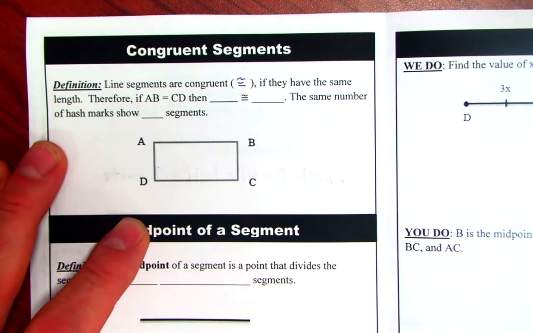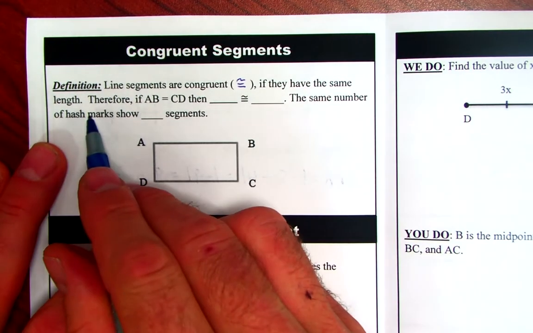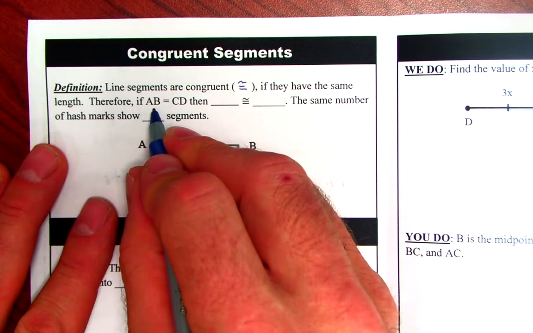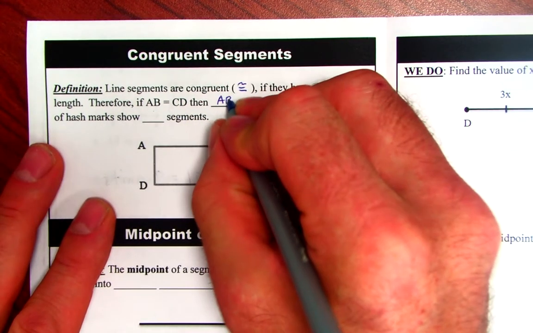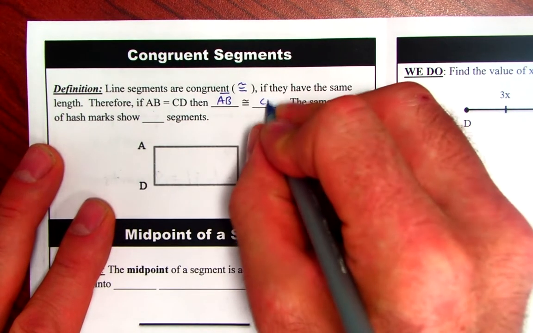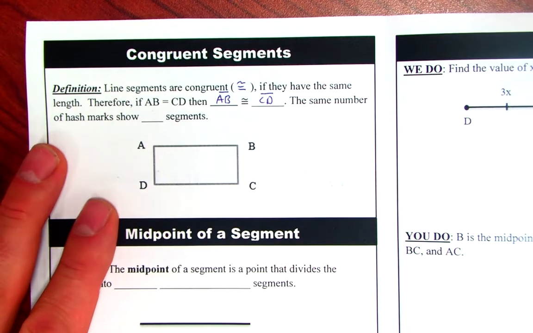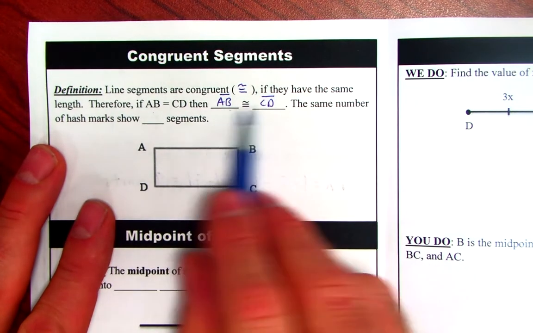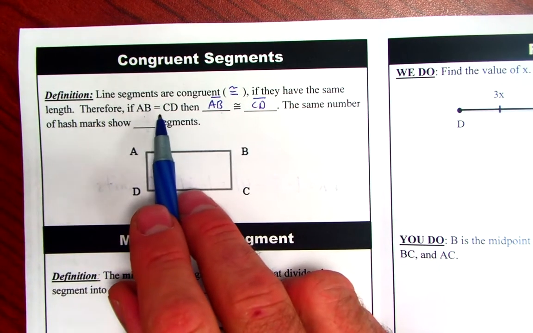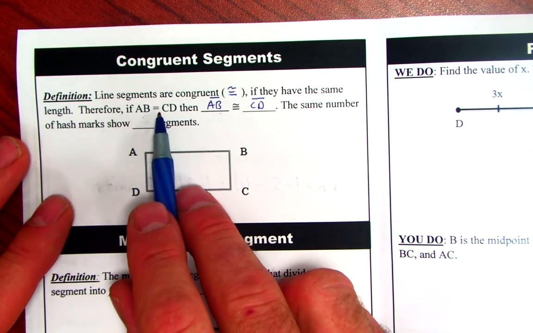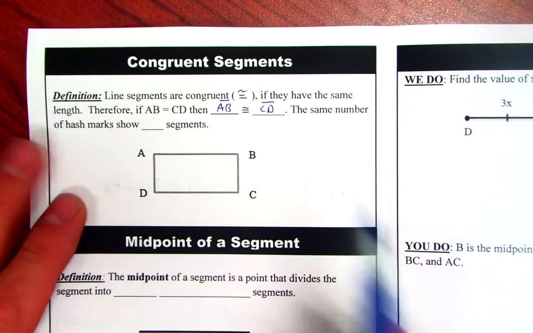if they have the same length. That's our symbol for congruent. So if AB and CD are equal lengths, then segment AB and segment CD are congruent. And we can't say that two segments are equal, but we can say that their lengths are equal. Kind of vice versa. We can't say the lengths are congruent, but we can say the segments are congruent.